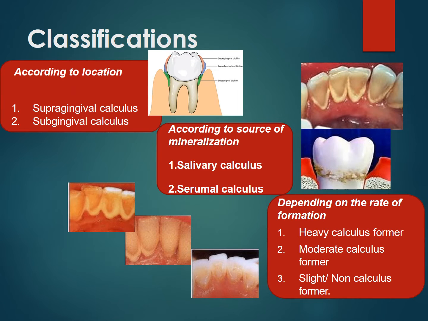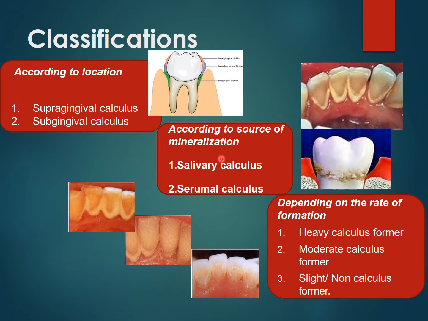Coming to the classification of dental calculus, it has been divided on various bases. First, according to location: supragingival calculus and subgingival calculus. As the name indicates, supragingival calculus is located coronal to the gingival margin, and subgingival calculus is apical to the gingival margin. In the diagram, it is seen in green color. According to the source of mineralization, it is classified into salivary calculus and serumal calculus.